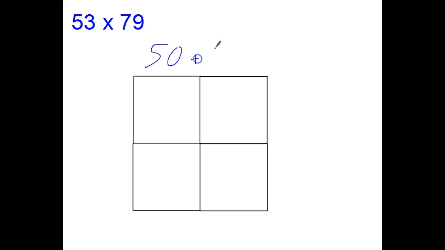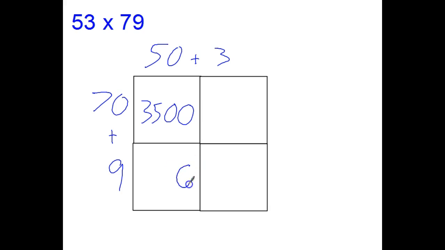Should have 50 plus 3 times 70 plus 9. 50 times 70, 2 zeros. 5 times 7 is 35. 50 times 9, 1 zero. 5 times 9 is 45. 3 times 70, 1 zero, and 3 times 7 is 21. And 3 times 9 is just 27.